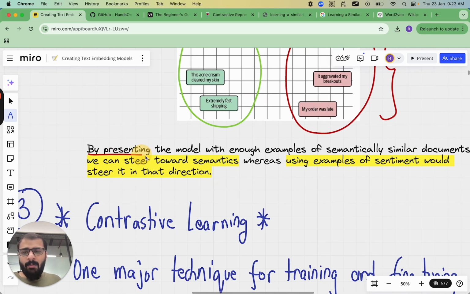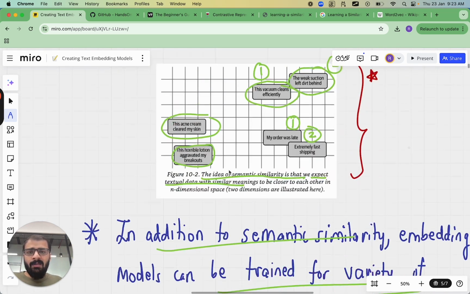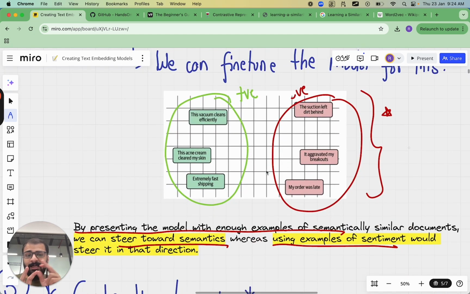By presenting the model with enough examples of semantically similar documents, we can steer towards semantics, whereas using examples of sentiment would steer it in that direction. So all of it depends really on the training data which we have and what our objective is during training. If the training objective is to make semantically similar documents closer, we will achieve something like this. Whereas if the training objective is to make documents with similar sentiment closer, then we will achieve something like this.